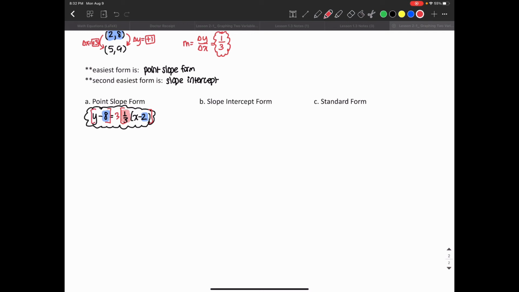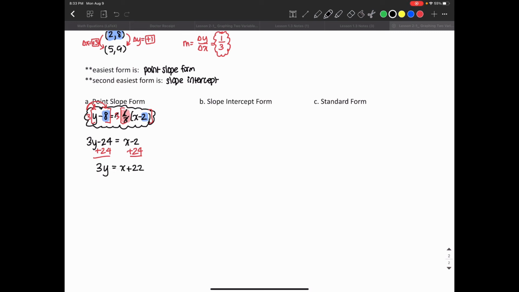So I'm going to multiply everything on the left by 3. I distribute that 3 to the y and to the 8, and I'm going to end up with 3y minus 24 is equal to, on the other side, 3 over 1 times 1/3 just gives me 1, so this cancels, and I'm left with just x minus 2. From there, I want to get the y by itself, so I want to add 24 on both sides. And I end up with 3y is equal to x plus 22.